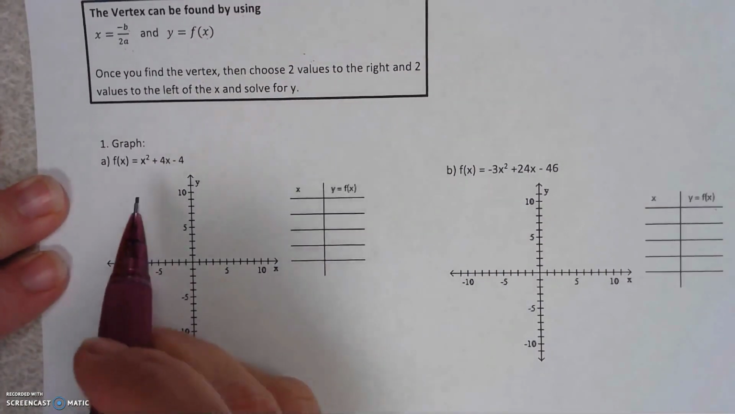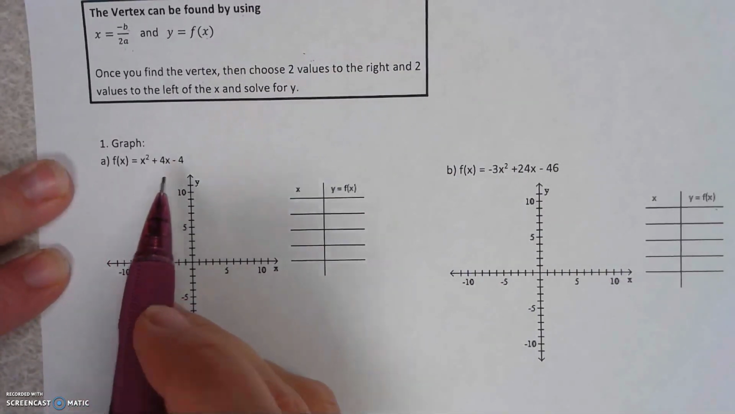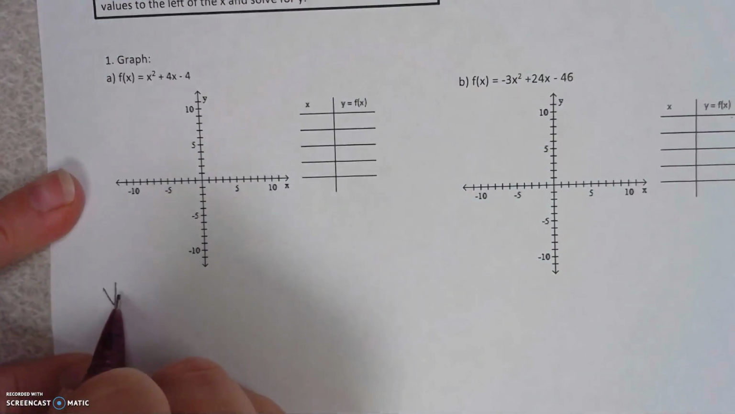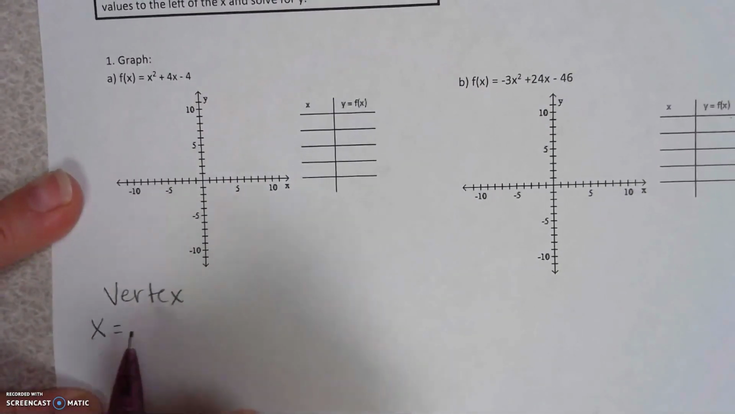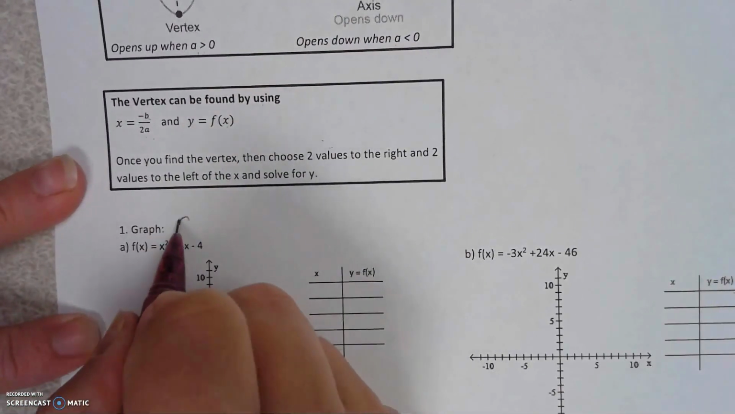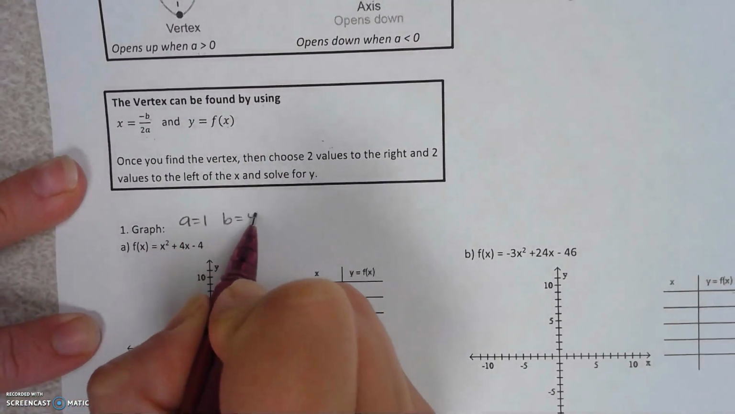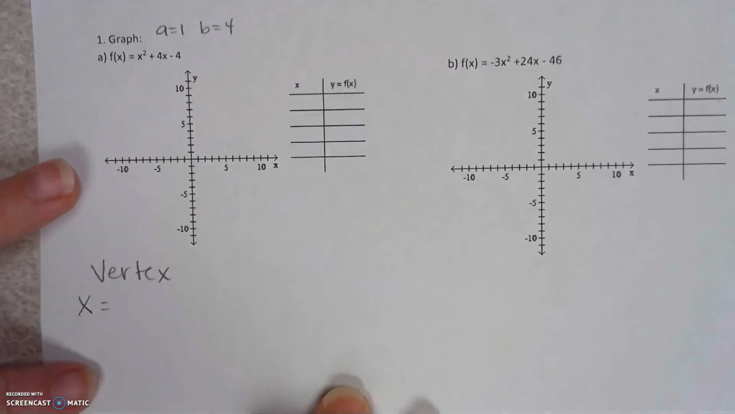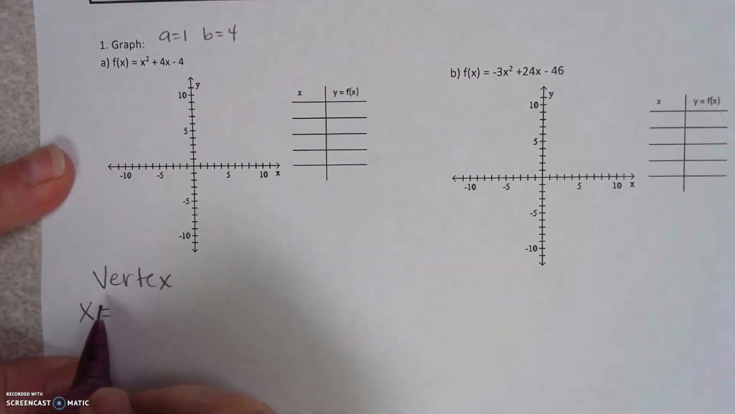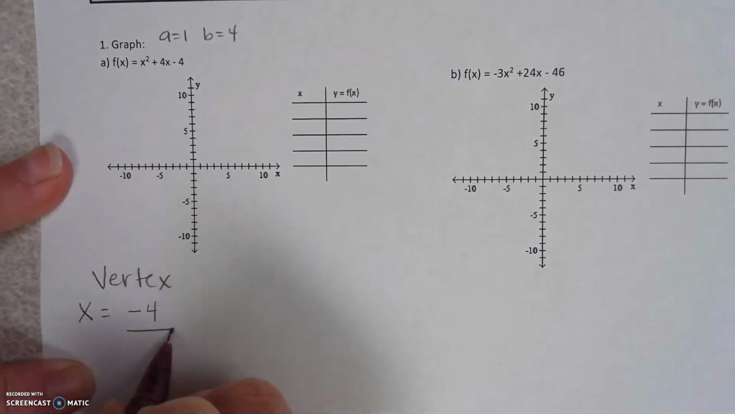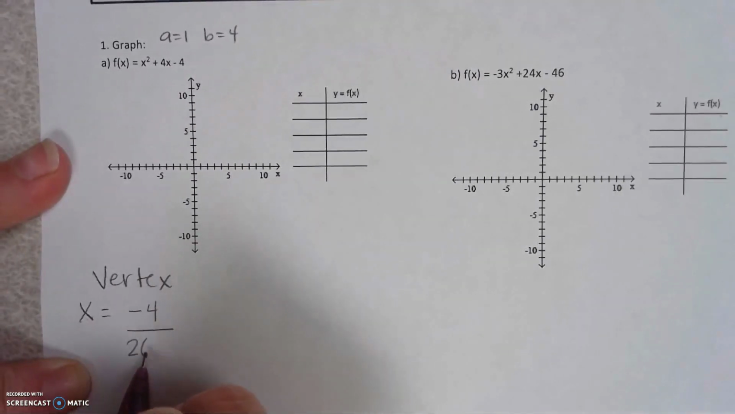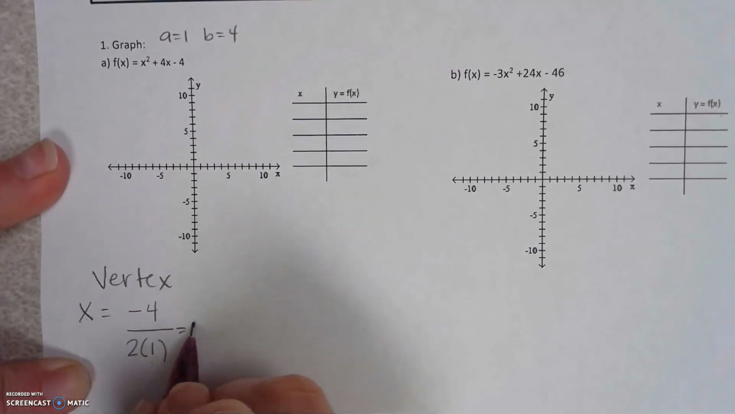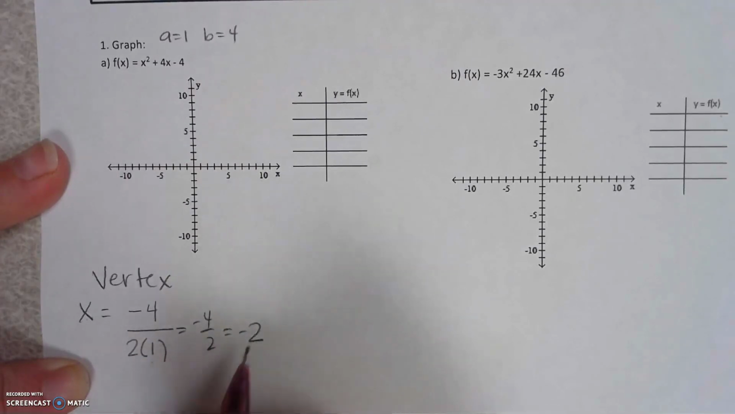Alright, so let's take a look at that. Looking down here at the very first one, we want to graph x squared plus 4x minus 4. So the first thing we're going to do is find the vertex. So what I'm going to do is find the x coordinate first. If I look at my function, a equals 1 and b equals 4, and those are the only 2 that I need. I don't need c, so just a and b. It says the opposite of b, so my b is positive 4, the opposite of that would be -4. 2 times a is 2 times 1. That would give me -4 over 2, which is -2.